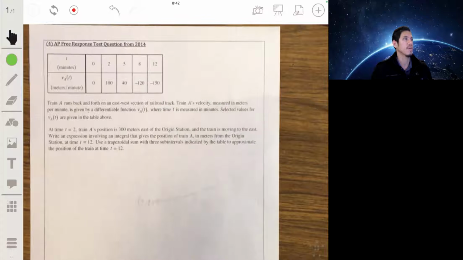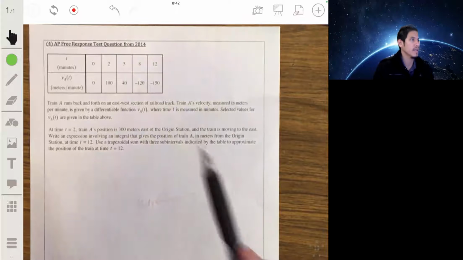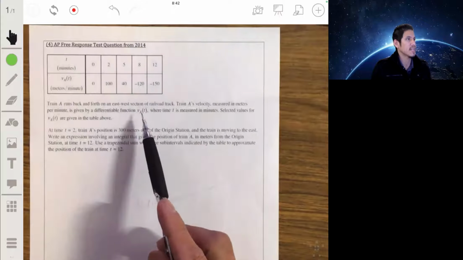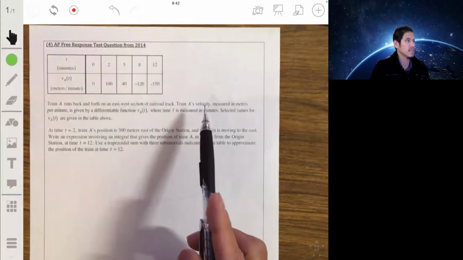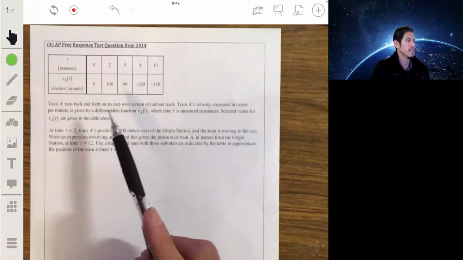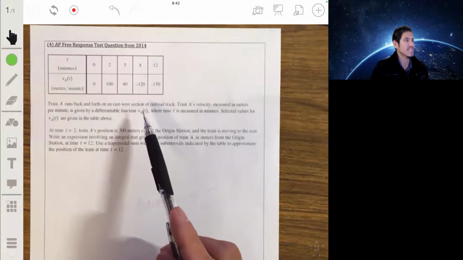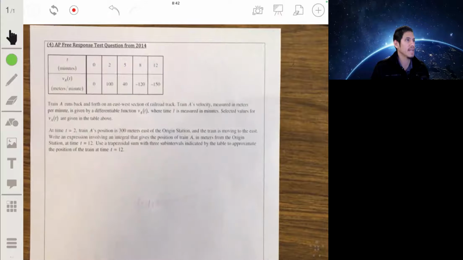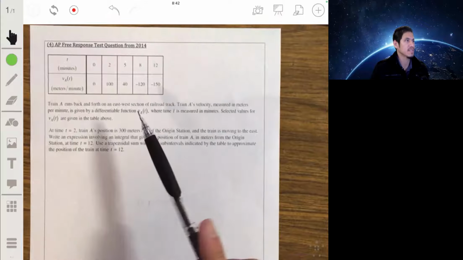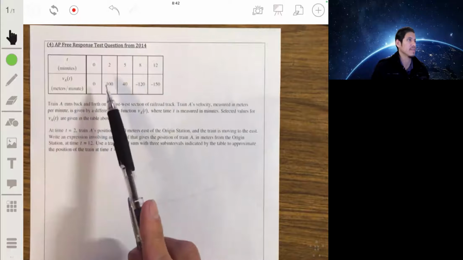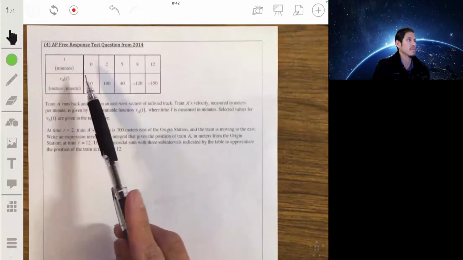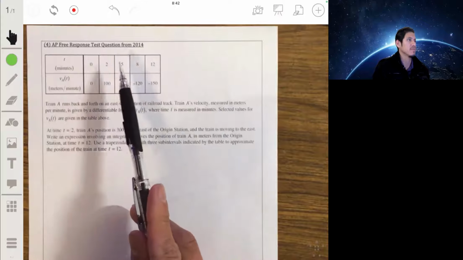Okay, so in this problem, we're told that train A runs back and forth on an east-west section of a railroad track, and its velocity is measured in meters per minute. It's given by the differentiable function v sub A of t, and t is measured in minutes, and selected values for the velocity are given in this table. So we have t is 0, 2, 5, 8, 12.